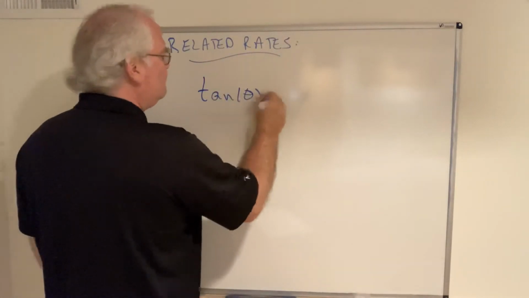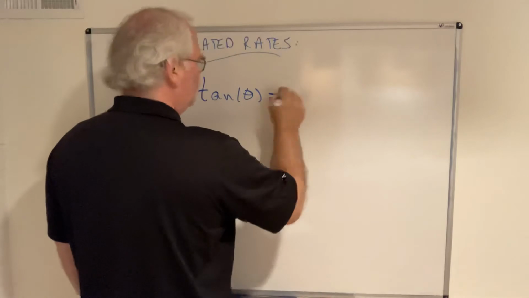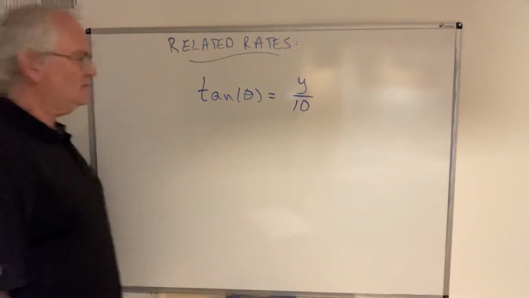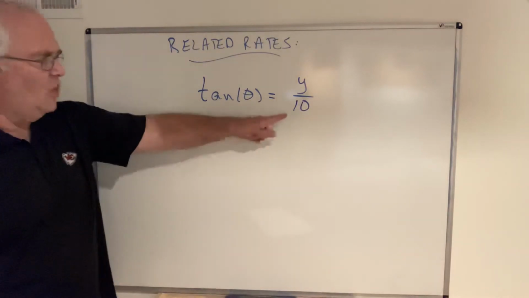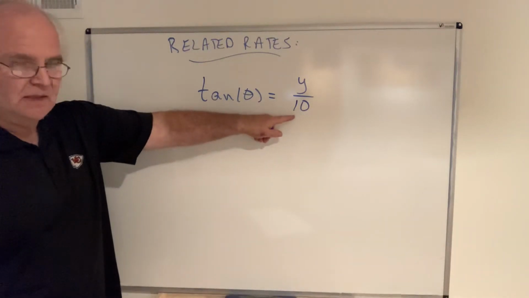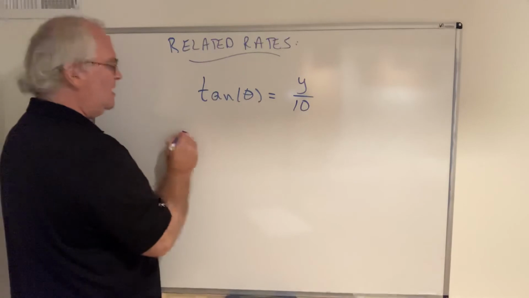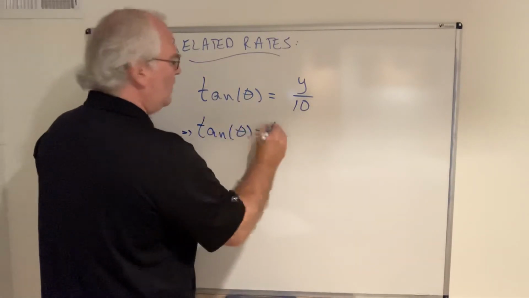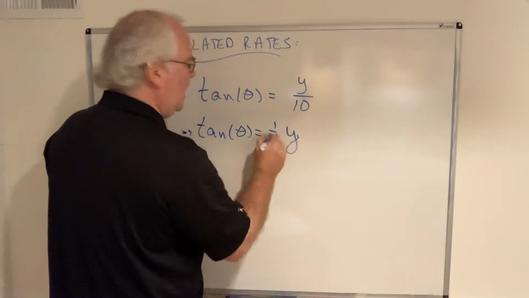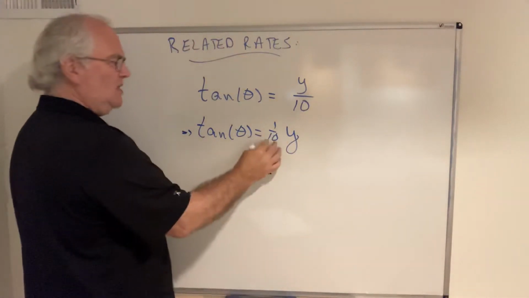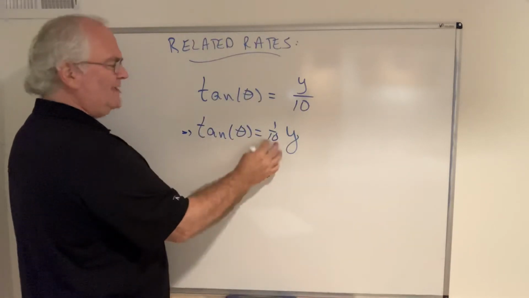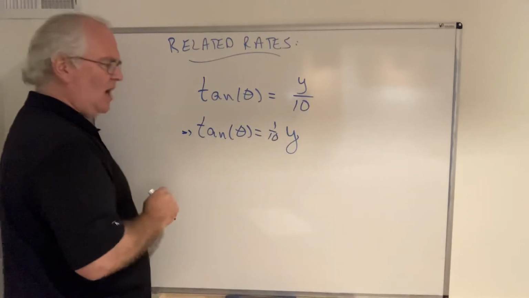Tangent of theta is equal to y over 10. If you wish, you may rewrite this. This is not required, but if you wish, some students prefer this. Write this as 1/10 y. Just leave this as coefficient. Some people prefer this, some people are fine both ways. I like to do this for students because I think it makes it more obvious.